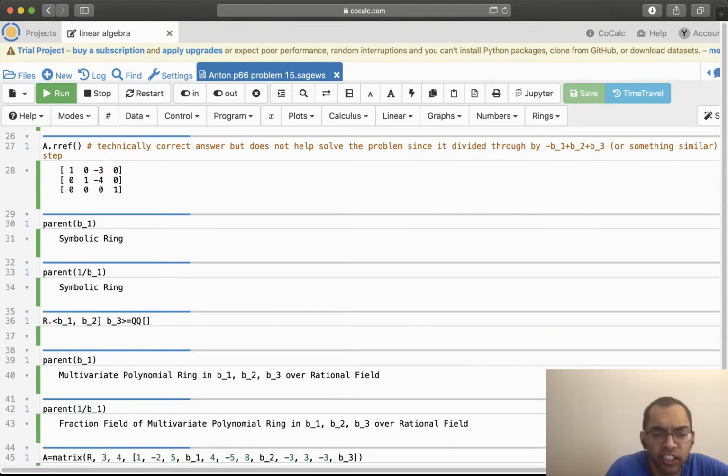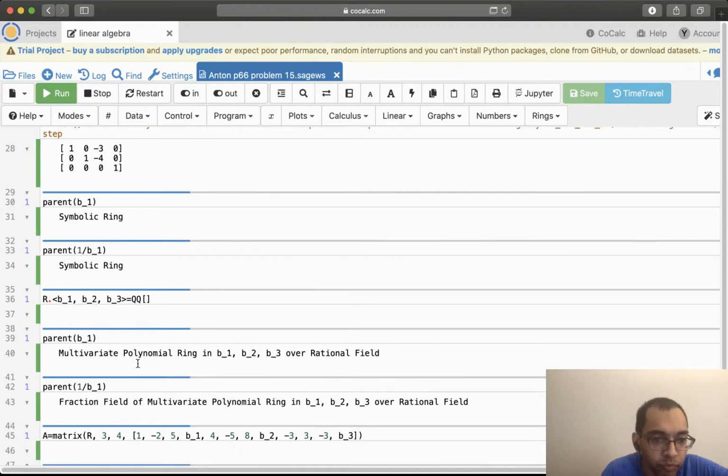Now, this is very strange notation. I'm having a hard time getting used to it, but this is how to define things called rings in Sage. What R is then is the multivariable polynomial ring in B1, B2, and B3 over the field of rational numbers. So basically, this sounds complicated, but all it is is polynomials in B1, B2, and B3. And the important point is you can't divide by B1 and still land in this ring R.